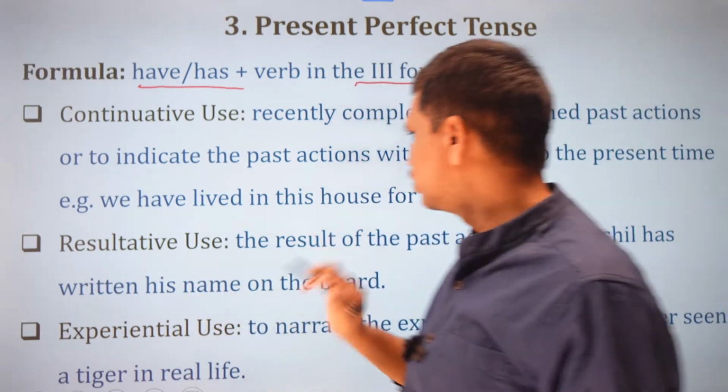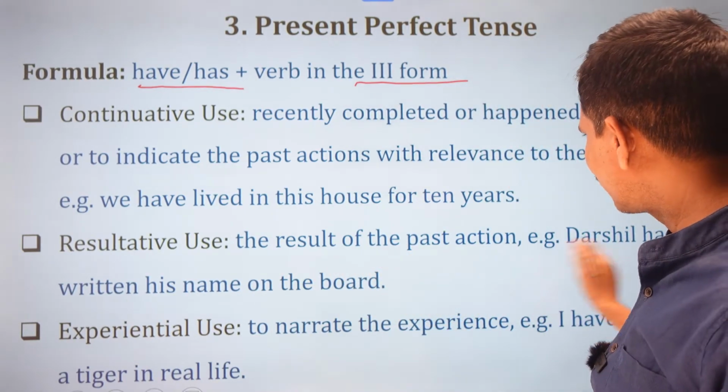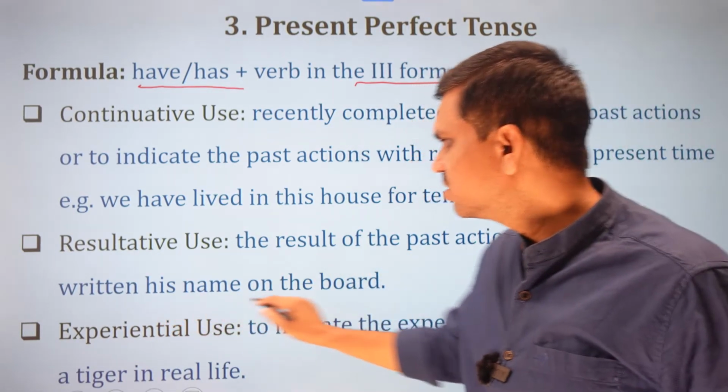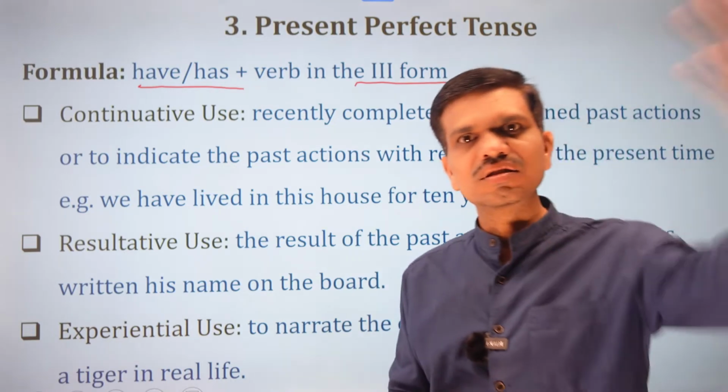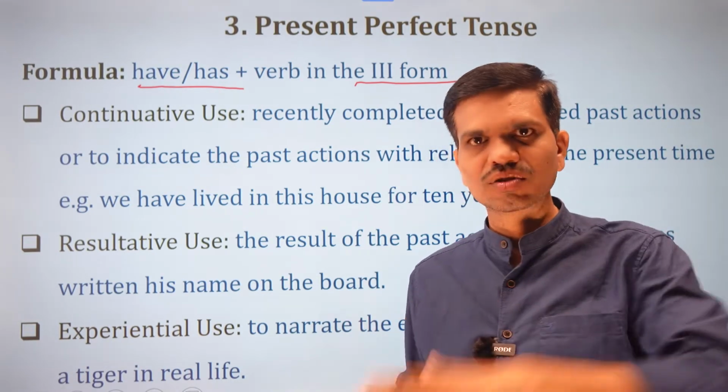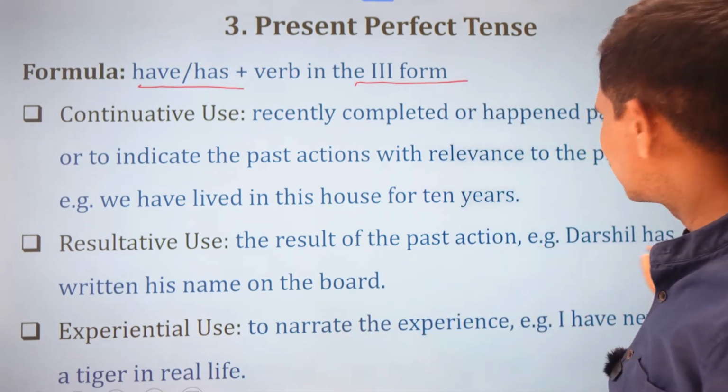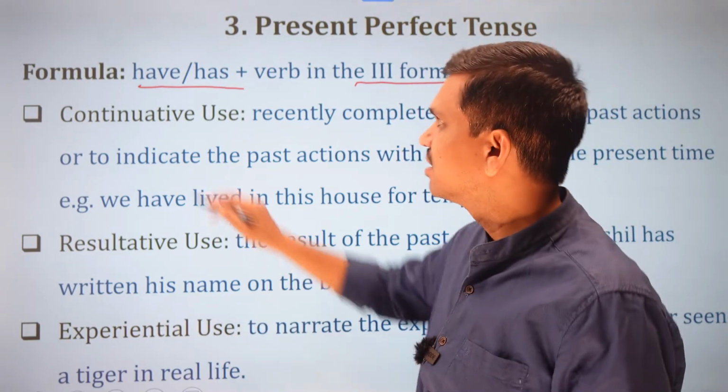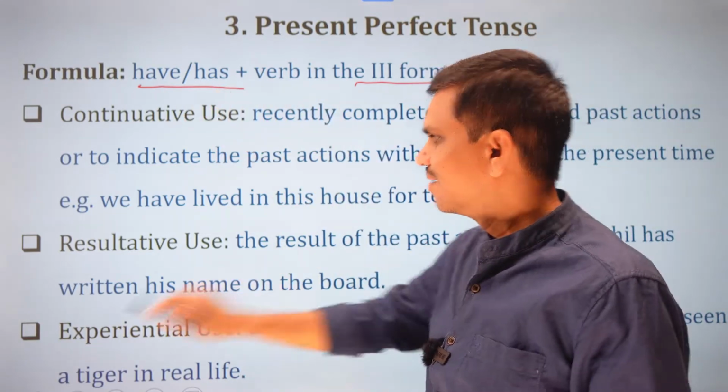Second, resultative use, the result of the past action. For example, Darshil has written his name on the board. Now you can see his name on the board. The action has just taken place. Darshil has written. Again, has plus the verb in the third form, written.